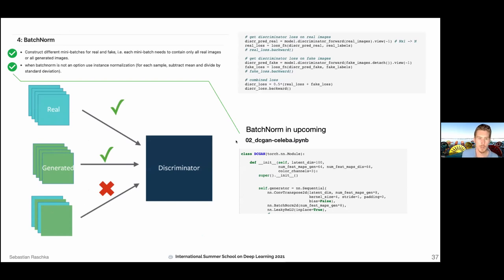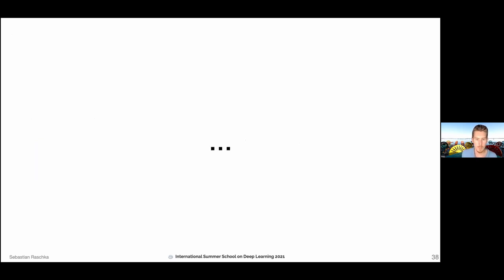But I used batch norm in the DCGAN, so we can take a brief look at that one. There are more tips, but due to time reasons, I was thinking we would probably not have enough time for that. And I think this is about true. We have like 12 minutes left. Oh, no, actually 8 minutes, sorry.